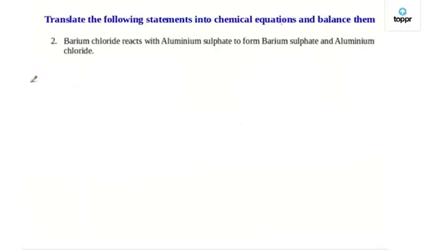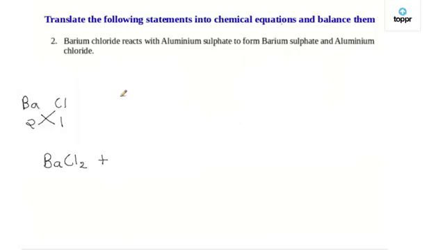Let us try to solve the second question. It says barium chloride reacts with aluminium sulfate to form barium sulfate and aluminium chloride. Let us see how to write barium chloride first. Barium is Ba, chloride is Cl, valency of barium is 2, valency of chloride is 1. So when we cross multiply, the formula of barium chloride that we obtain is BaCl2.